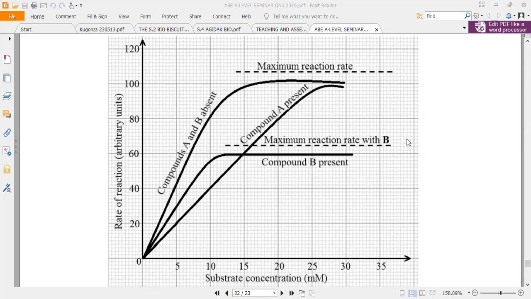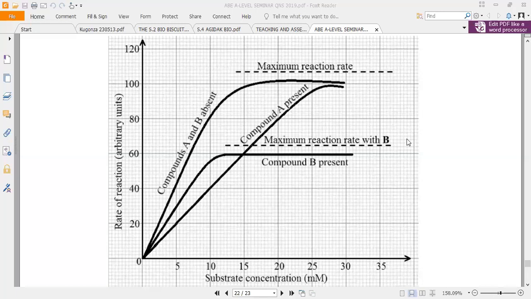I can modify it in this way. Instead of saying because it attains a high maximum concentrations, I would just say because of very high substrate concentrations. So I can say that the rate of reaction at very high substrate concentrations is almost the same as the rate of reaction without the inhibitor. Then when you say compound B is non-competitive because the rate of reaction attains maximum at low substrate concentrations, I can still add, and even with further increase in substrate concentration, the inhibitor will not have any effect. So the increase in substrate concentration will not have any effect on the rate of reaction.